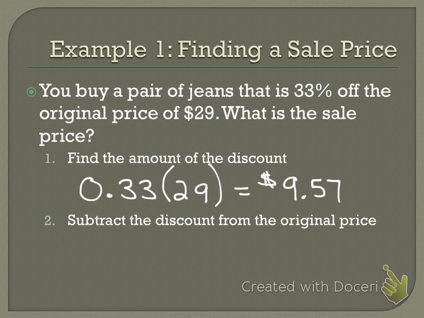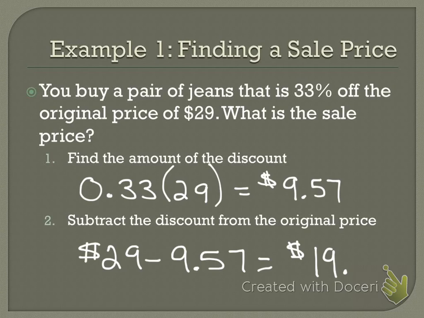Okay, so now I know $9.57 is the amount of the discount, but I'm not done yet, because did it ask me what the discount was? No, it asked me, what is the sale price? So I need to subtract, very good, $29 minus $9.57. And 29 minus $9.57 gives me $19.43. And that is the sale price.